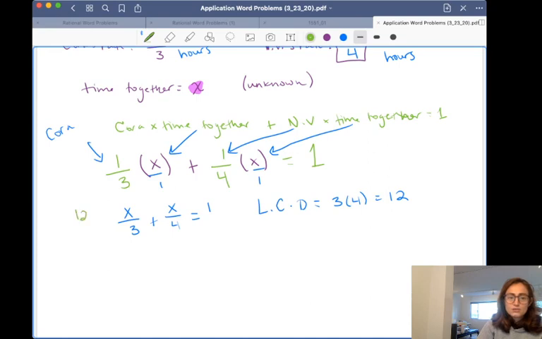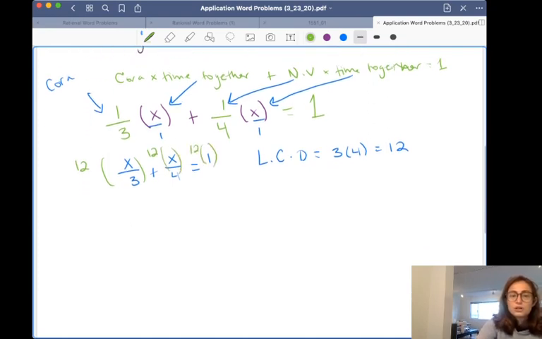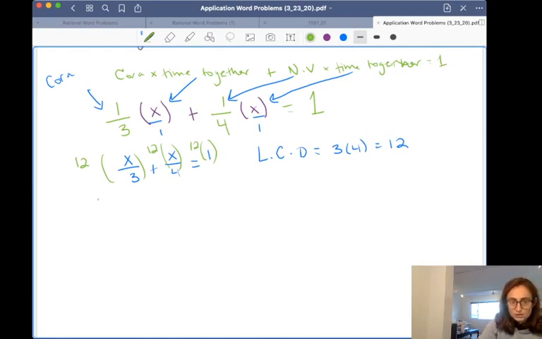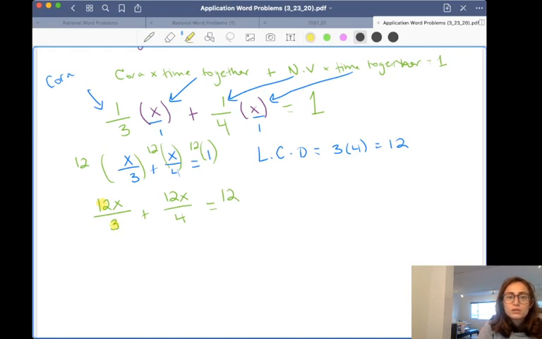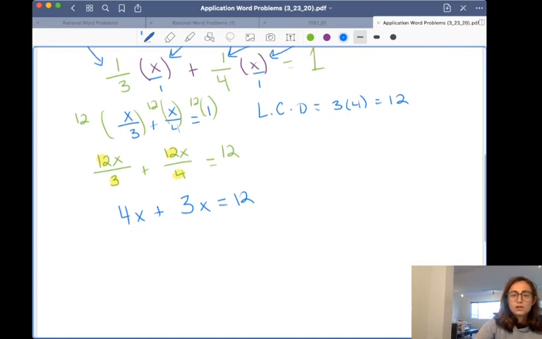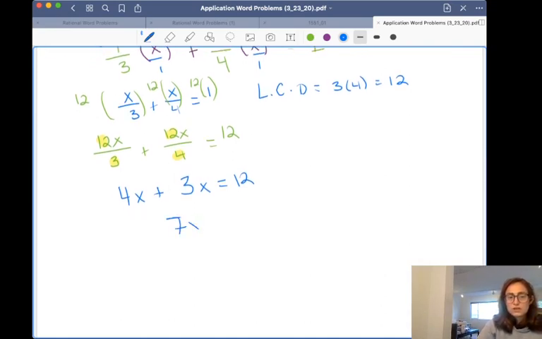So I'll do it the same way we did for the other ones. I'm multiplying every single thing by 12 here. And you could reduce at this step, but I'm going to write out the next step before I do the division. So 12x divided by 3 plus 12x divided by 4 equals 12. Now 12 divided by 3 is going to give me 4 over 1, but I don't need to write the 1. And then 12 divided by 4 is going to give me 3. And then this one is a lot simpler to solve, so we just have 7x equals 12.